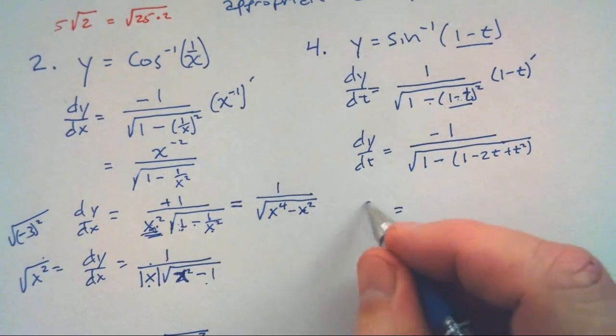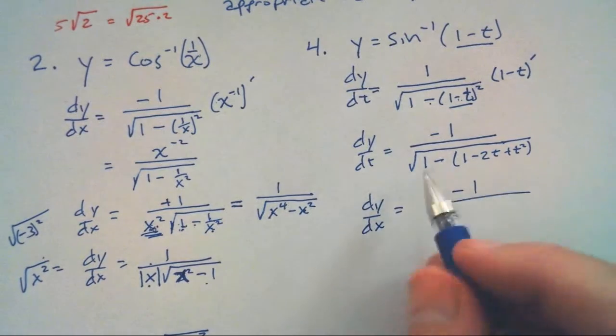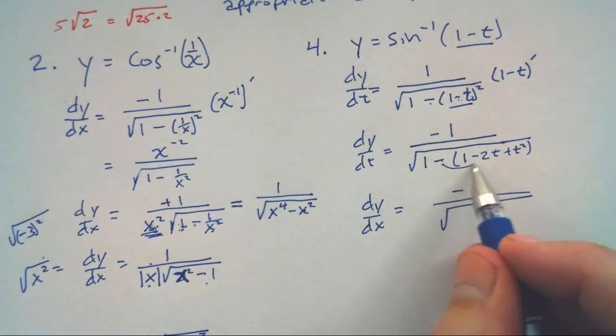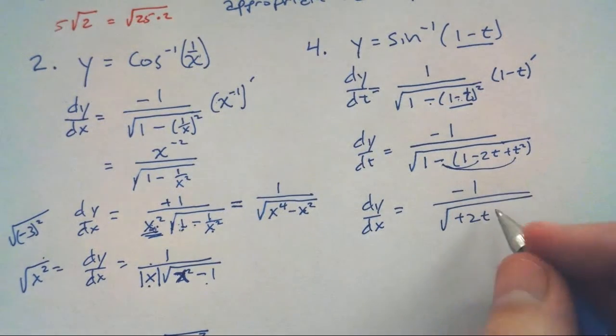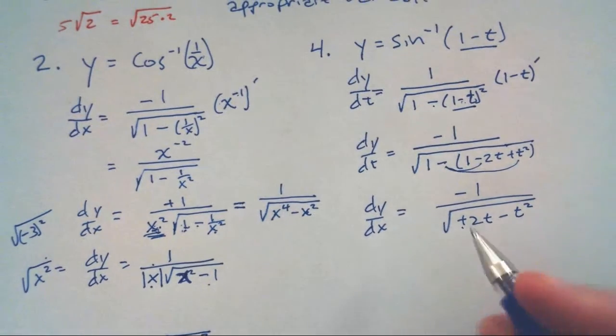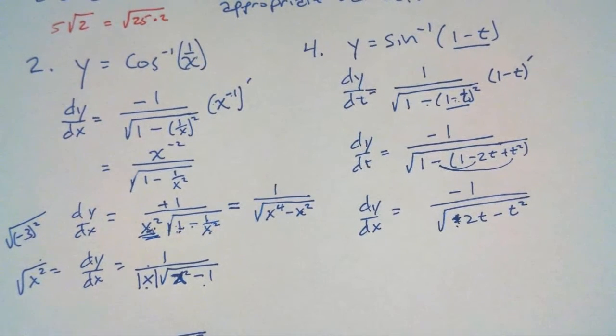For a potentially final answer, dy dt, negative 1 on square root of 1 minus 1, and then I get a plus 2t, and I get a minus t squared. Obviously that plus does not have to be here, especially since I have t's. It may be better not to put that in there and have it be confused as t. Okay, not too bad there.